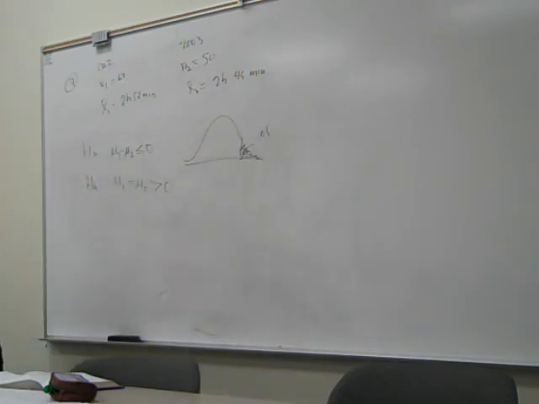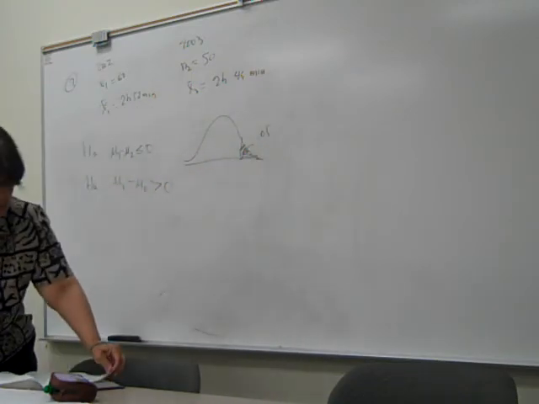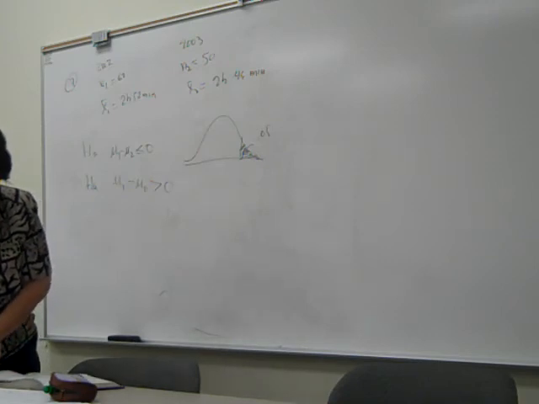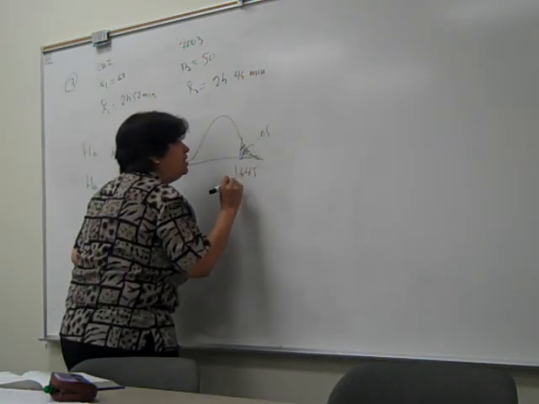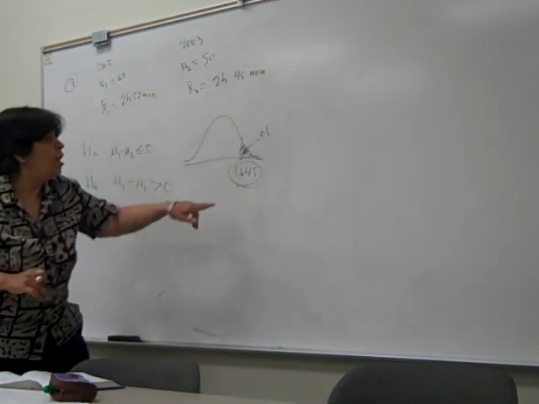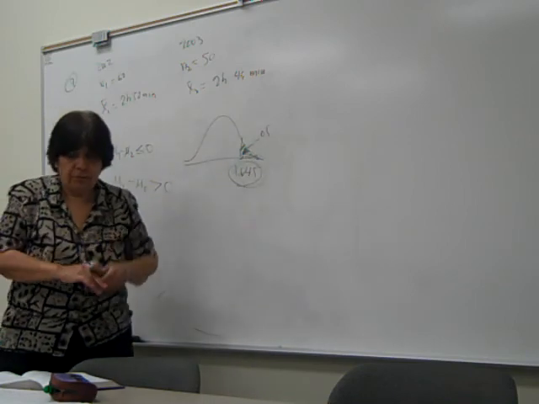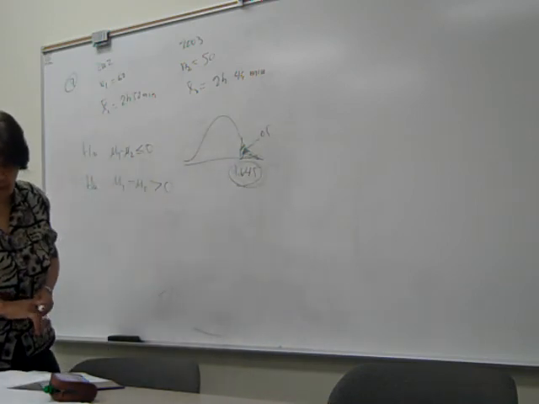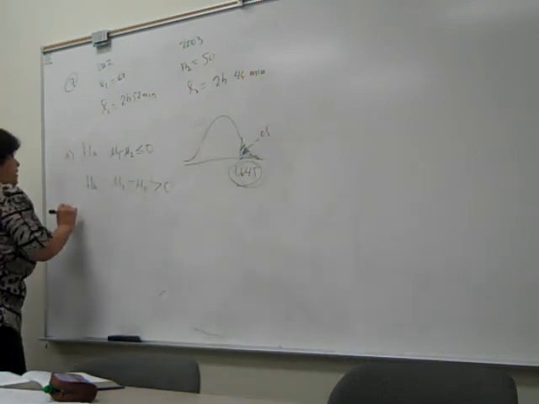For 0.05, what is the critical value? Go to the table. Remember, this is 0.05, so my critical value is 1.645. The hypothesis is already formulated.